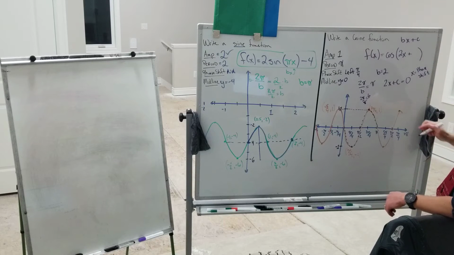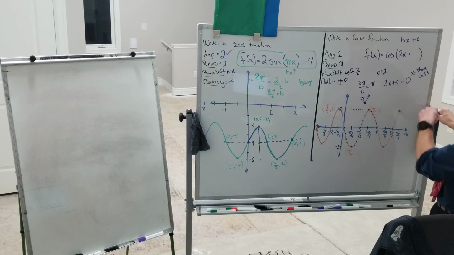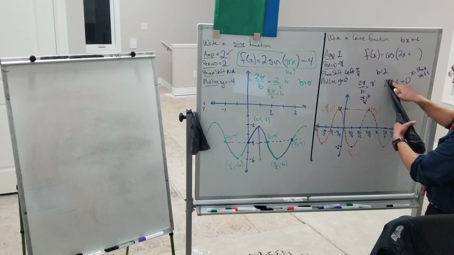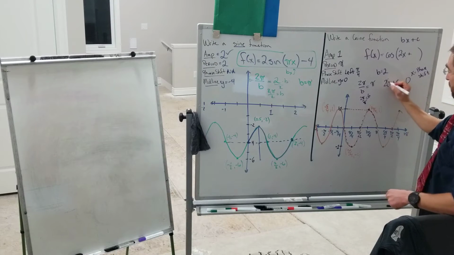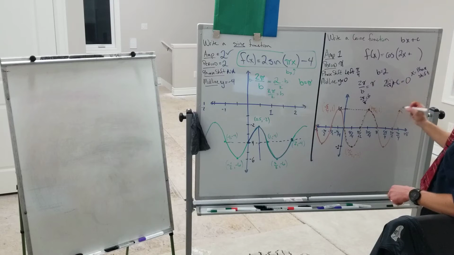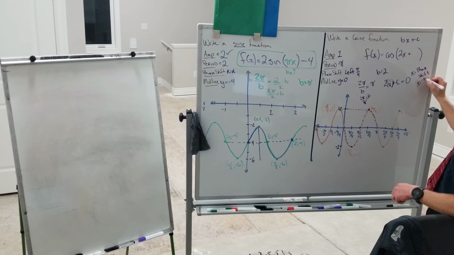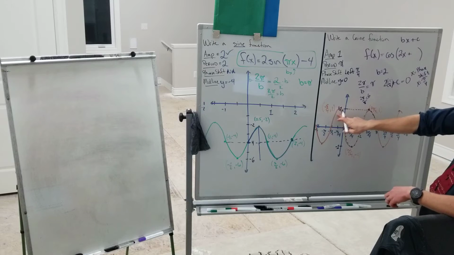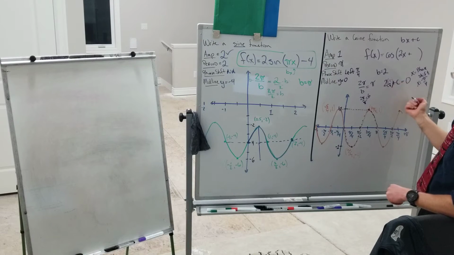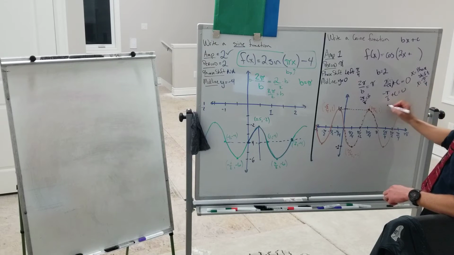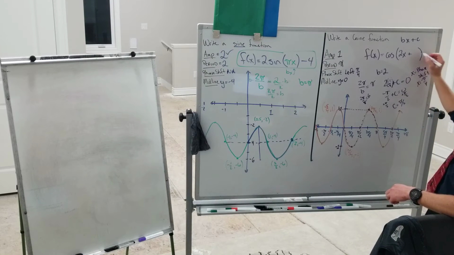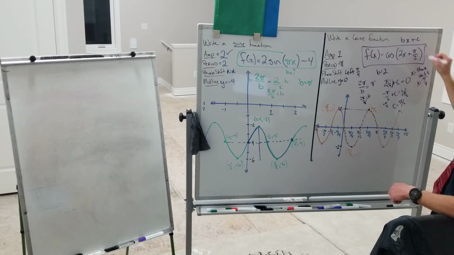So what I can do is replace x with the phase shift, which is negative pi over 4, right? X equals left pi over 4. That's our starting point. And I can go 2 times negative pi over 4 is negative pi over 2, plus c equals 0. Add pi over 2 to each side, and I get c equals pi over 2. So there we go. We have our equation there.